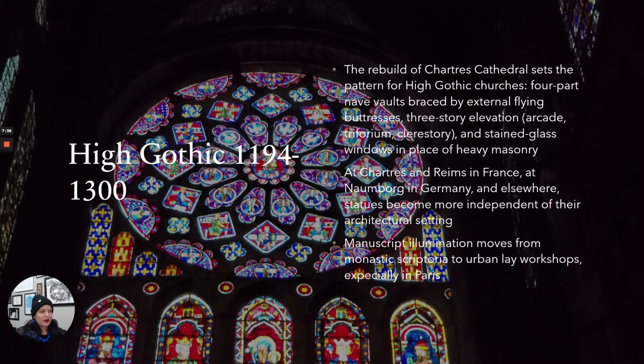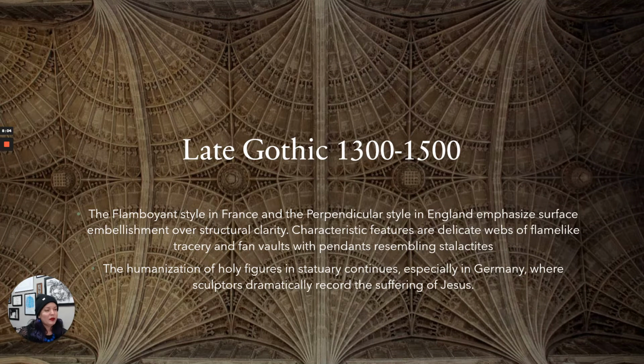The High Gothic is from 1194 to 1300. This is when we see Chartres rebuilt and set as the standard for High Gothic churches: four-part nave vaults braced by external flying buttresses, three-story elevation, and stained glass windows. We'll look at the influence that stretches into Germany and England as well. And then we'll also look at manuscript illumination, which is still an important thing in this time period. The late Gothic is from 1300 to 1500.